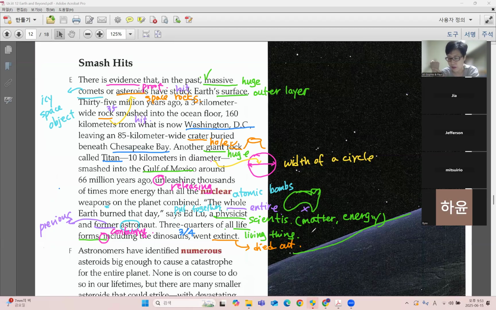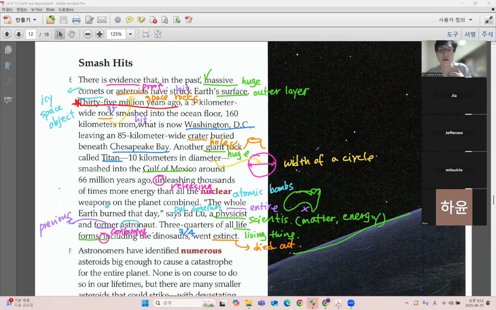And here, what is died out? Smashy hits, and this paragraph E, what is this paragraph about? This is a case of smashy hit. But when did it happen? 35 million years ago. Ago means now or long, long time ago.